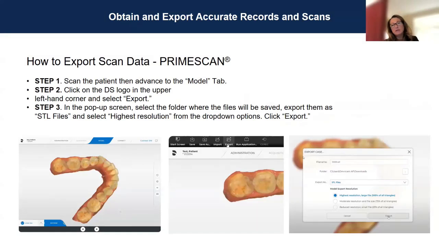you scan the patient, and then instead of going to connect or anything, you're just going to go to the model tab. And then you're going to click on the DS logo, and the screen will drop down. We all know where that is because that's where you're doing your calibration, right? And then you're going to export from there. A folder will come up and you select the STL files. Highest resolution is what you really need. So in the Dropbox, STL file, highest resolution, click export.